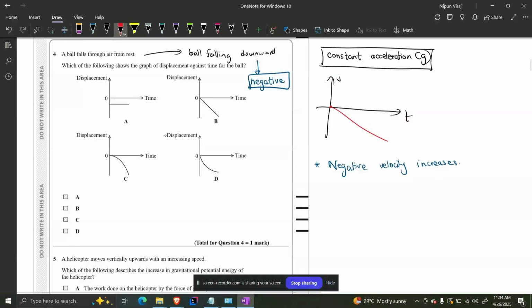Then if you want to convert this velocity time graph into a displacement time graph, what can you do? You can cut this and put the word gradient there. So it means the negative gradient increases. So negative gradient increases in this option, right? See. So that is the answer. Okay. Negative gradient increases. That's the whole point.